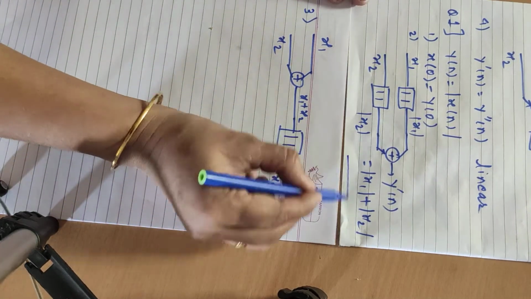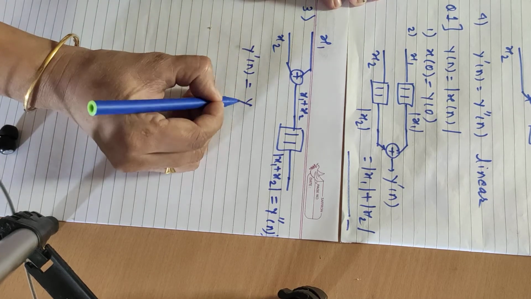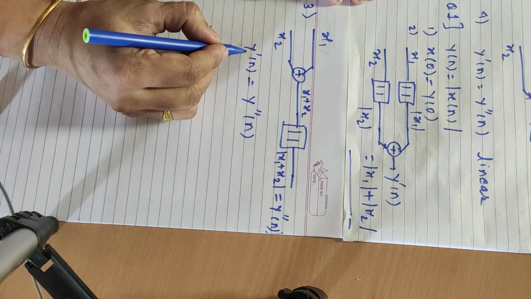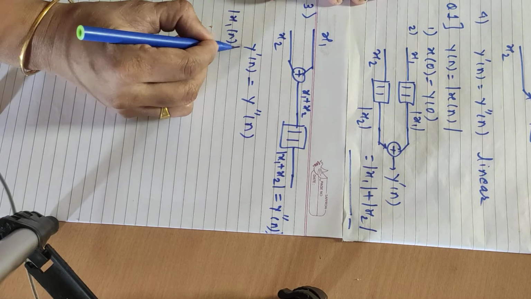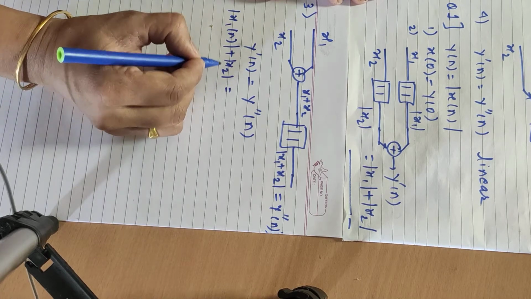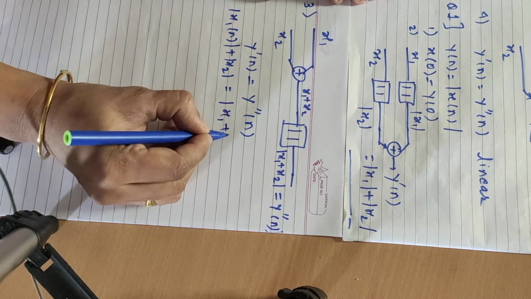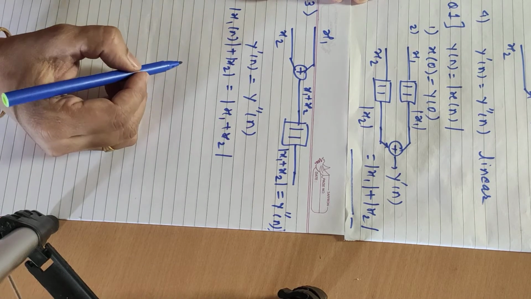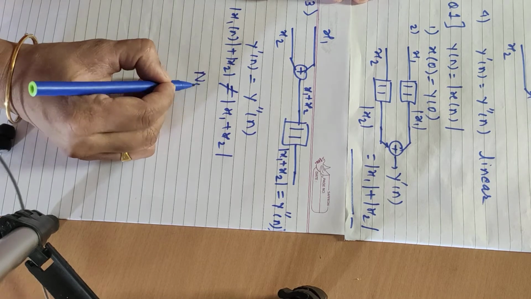Now you can check, this is y dash of n. If y dash of n is equal to y double dash of n, then the system is linear. But here in this case, y dash of n is mod of x1 of n plus mod of x2. Separate mods are there for the individual inputs, and here there is a combined input and then the operation, the mod. These two terms are totally different, so they are not equal, so the system is non-linear.